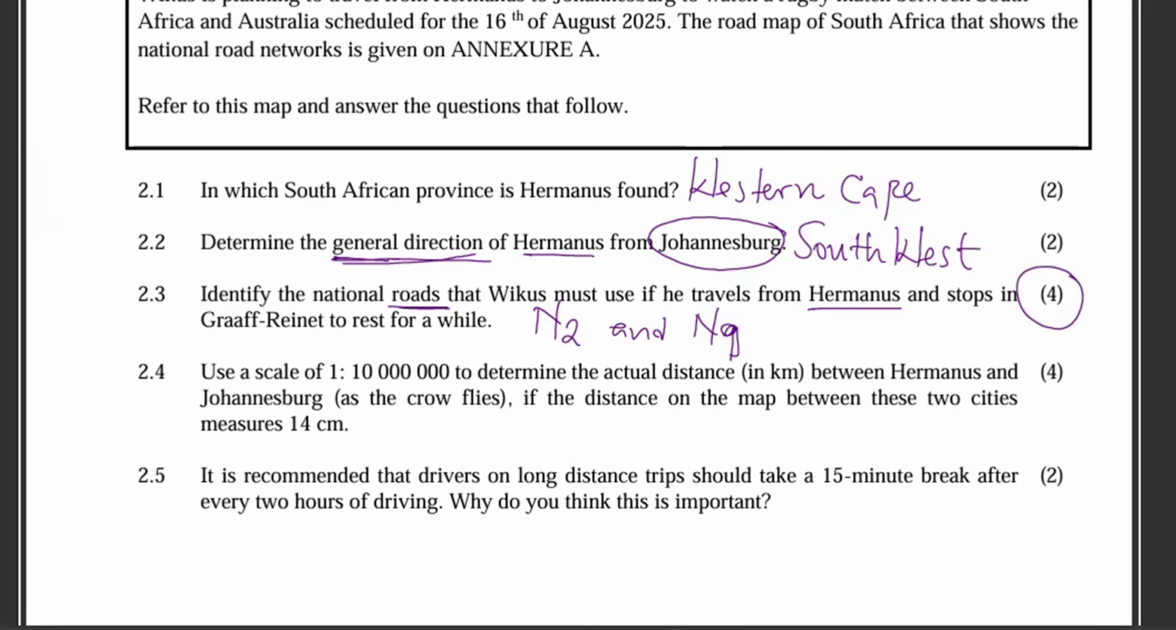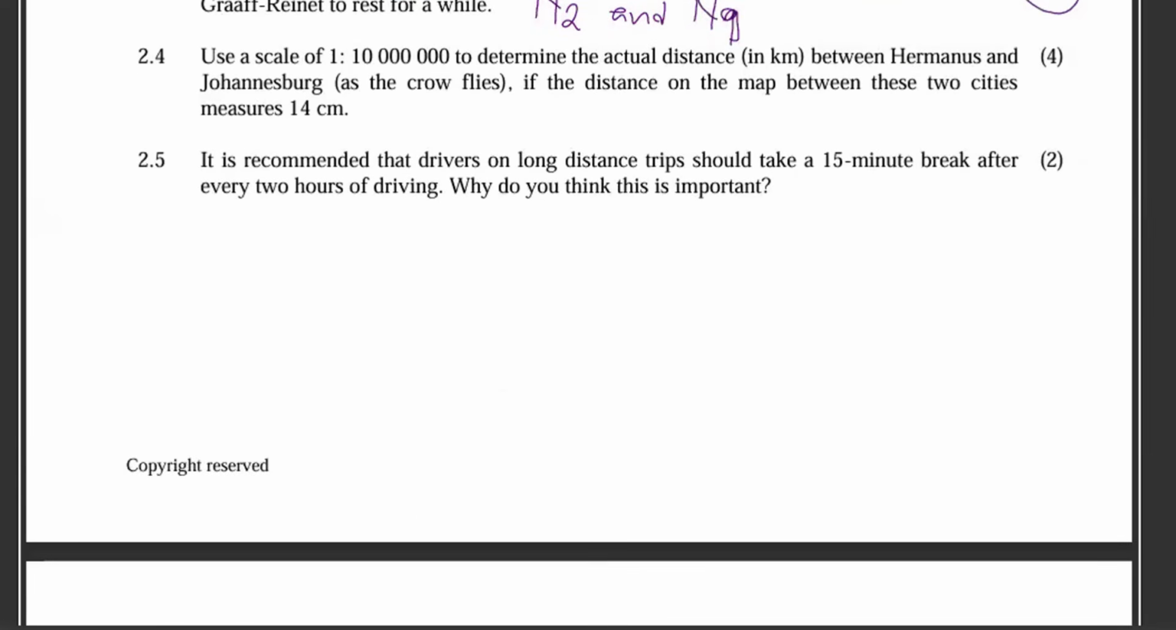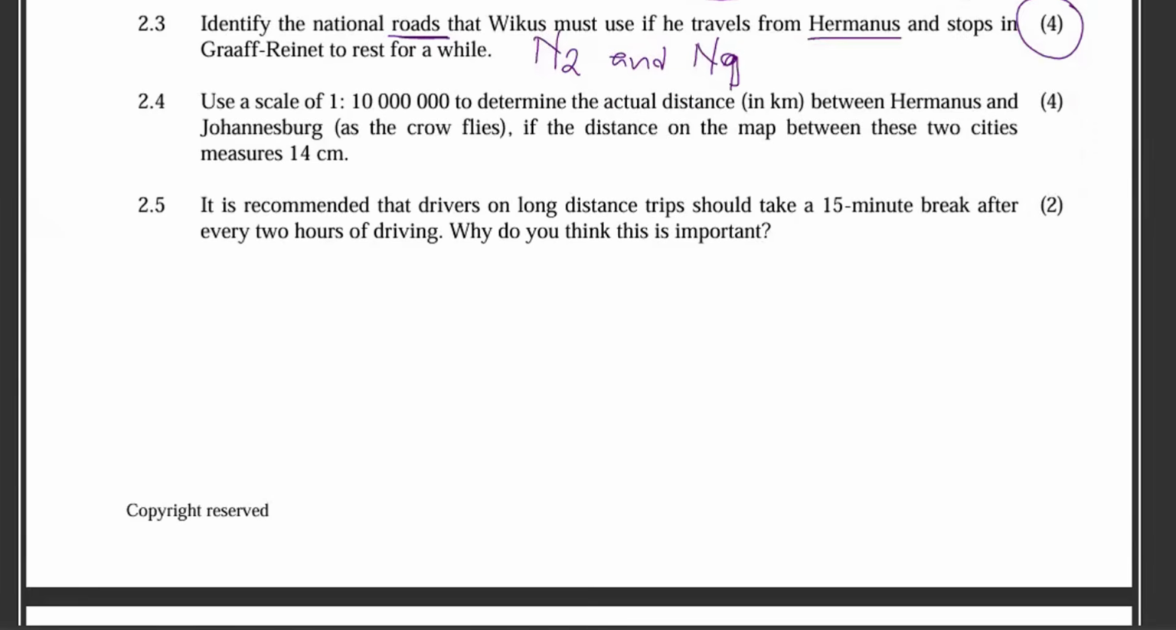Use the scale of 1:10 million to determine the actual distance in kilometers between Hammonds and Johannesburg as the crow flies if the distance on the map between these 2 cities is measured as 14 centimeters. So what we're going to do, they have told us to use a scale. So what we do first, we should write the scale. I'm looking at 2.4. I write down my scale, which is 1:10 million. So that means 1 unit on paper. But for us, we don't have 1, but we have 14. That means 14 will equal to what?